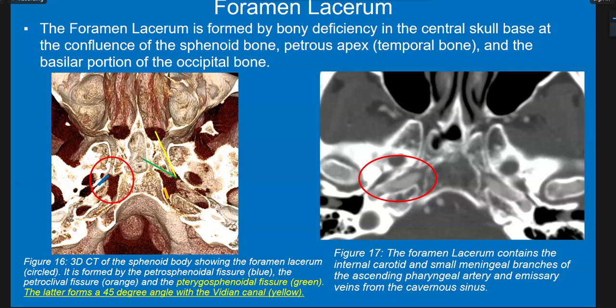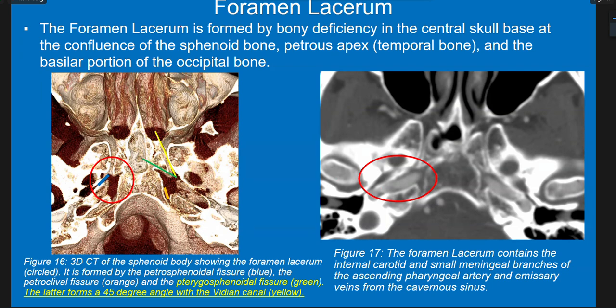So important fissures here. You have the petroclival fissure between the petrous apex and clivus. We have the petrosphenoidal fissure between the petrous apex and the lateral portion of the sphenoid bone. And then you have the pterygosphenoidal fissure that runs in about 45-degree orientation relative to the Vidian canal. So all these fissures represent a deficiency at the convergence of these important bones. And so you have a foramen lacerum.